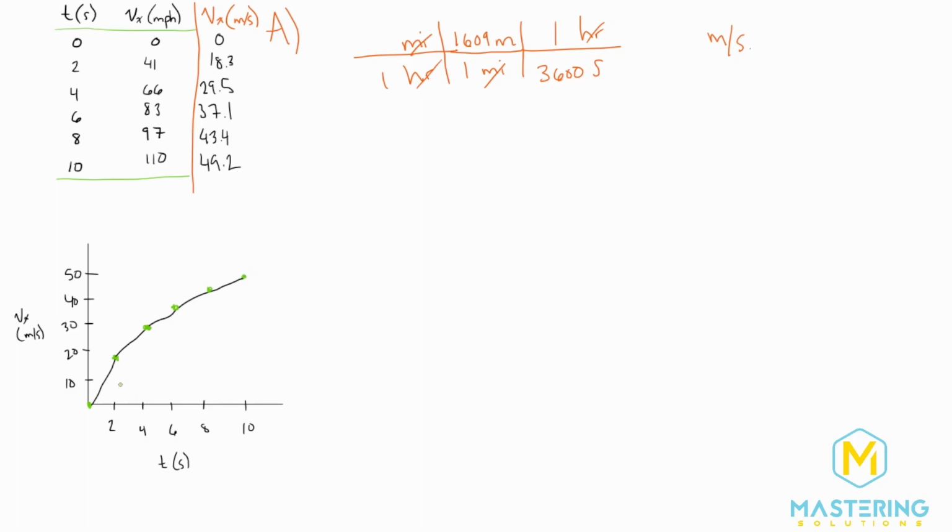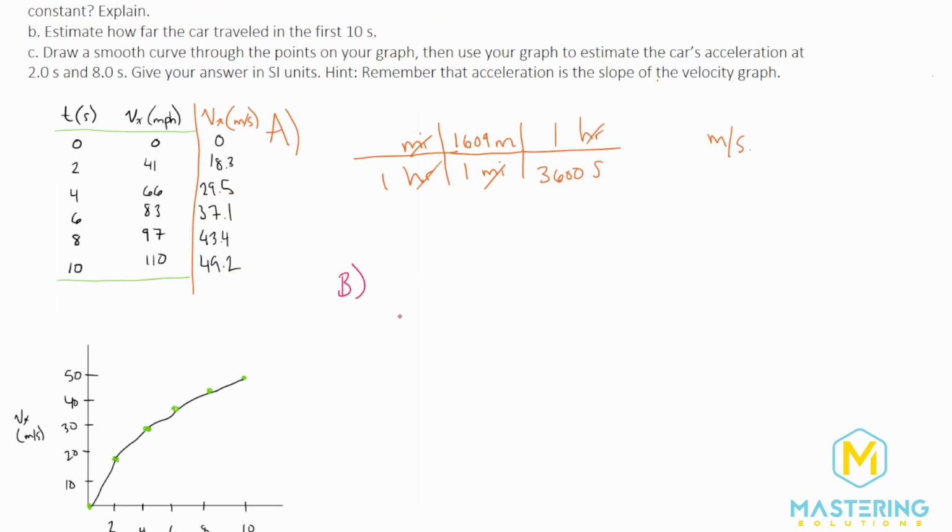It's changing, and we can see that because the graph's slope, as we said, is not a straight line. For part B, they ask us to estimate how far the car traveled in the first 10 seconds. In this, what we're going to do is get the area underneath the curve down here. Since it's not a straight line, we have to, as we talked about, estimate.